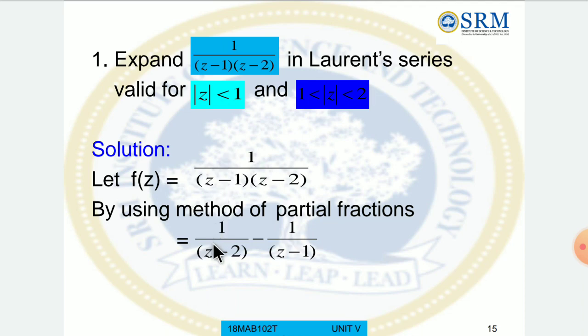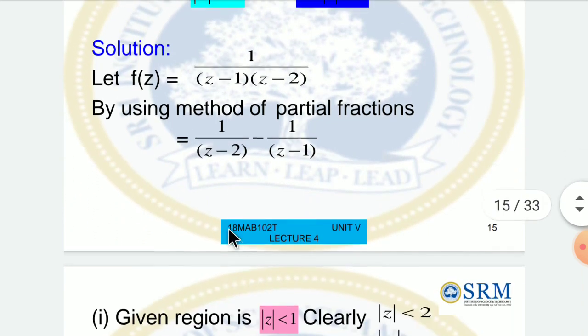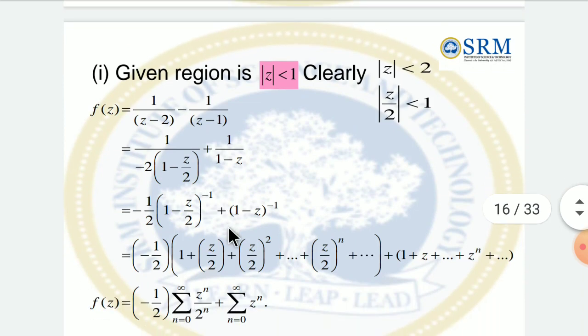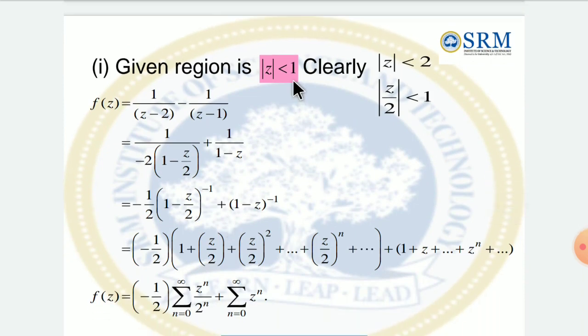How can f of z be expressed in the region mod z less than 1? Now see, in the first region mod z less than 1, it is clearly mod z less than 2. Why? If you assume that z is equal to 0.5, that is 1 by 2, so 1 by 2 is less than 1, isn't it? So it is trivially true, 1 by 2 is less than 2 as well. So from this mod z less than 2, if we divide by 2, we get mod z by 2 less than 1. So here I can find one more region of convergence, mod z by 2 less than 1.